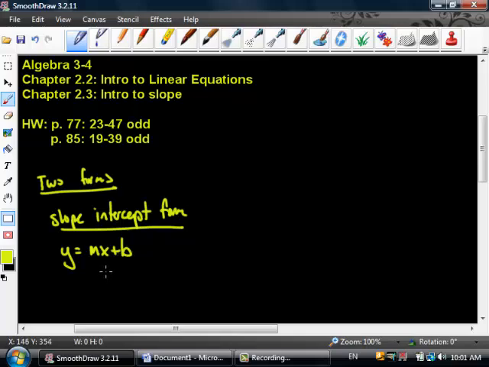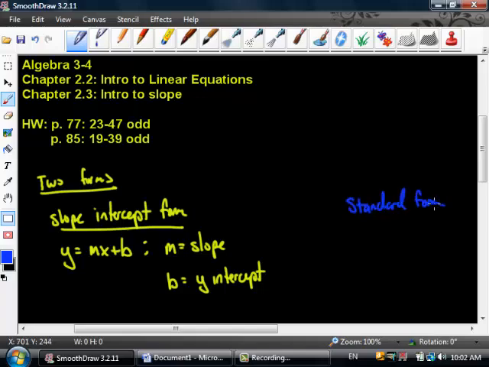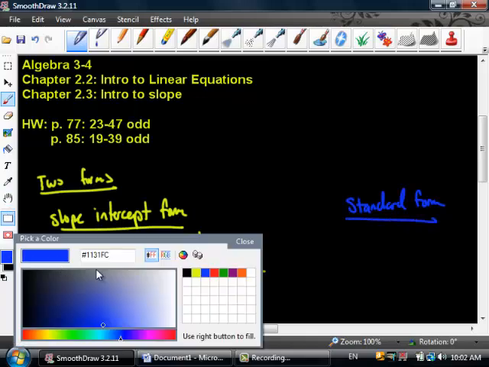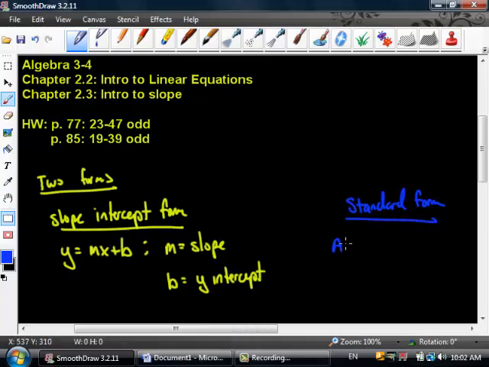I hope this looks familiar from Algebra 1, where m is equal to the slope of the line and b is equal to the y-intercept of that line. The y-intercept is kind of a fancy way of saying where we should probably start graphing our line. We will be graphing today, but just not right now. The other type of form we have is what we call standard form. Standard form of a linear equation is ax plus by equals c.